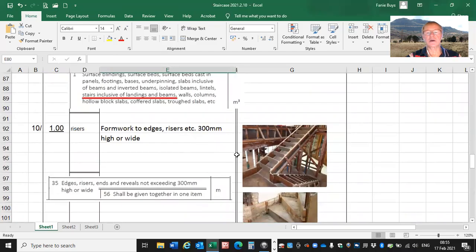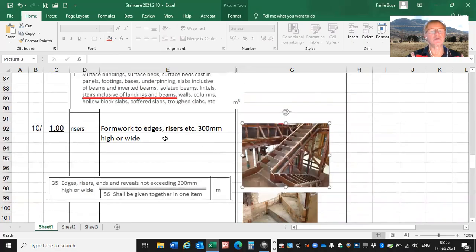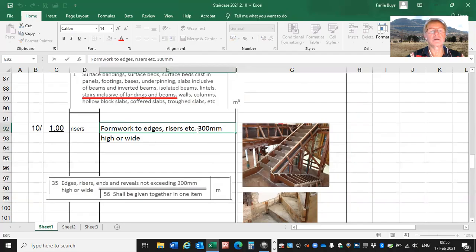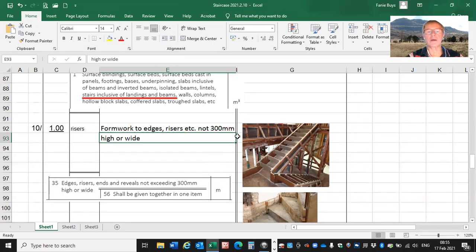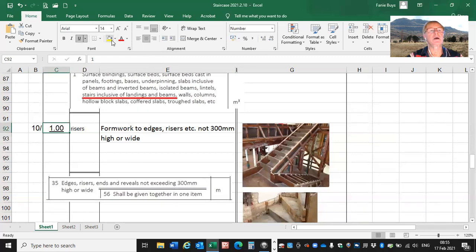If we look at the next item, it is the formwork. The formwork that's needed there to form the risers, as you can see in that image there. So the formwork to edges, risers, etc., not exceeding 300 millimeter high or wide, and it is simply the length of these treads. So the length of the treads we've seen is 1 meter, and there are 10 risers.